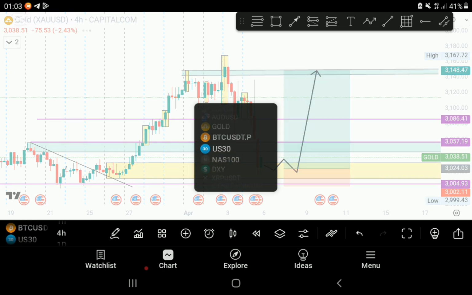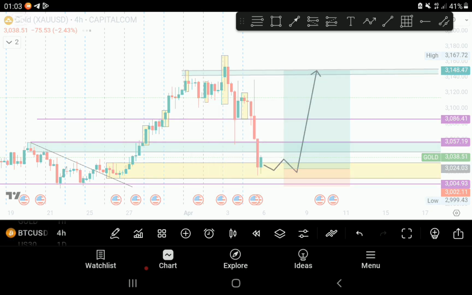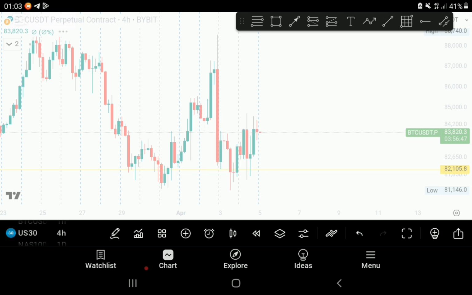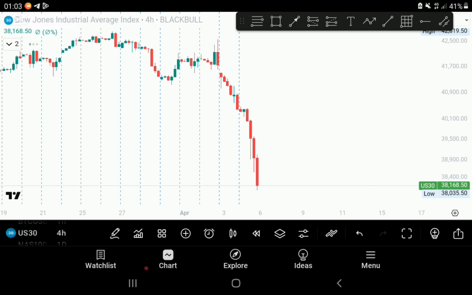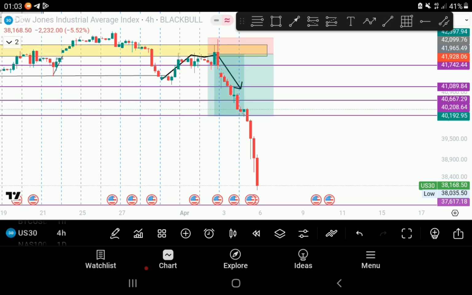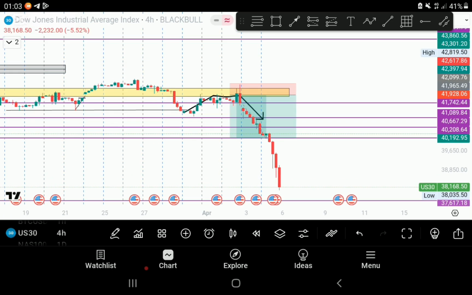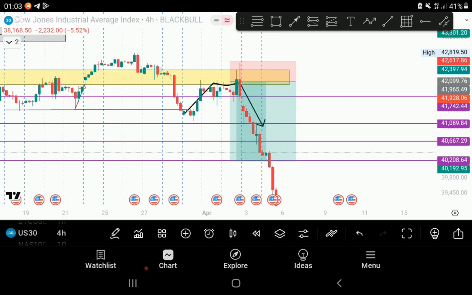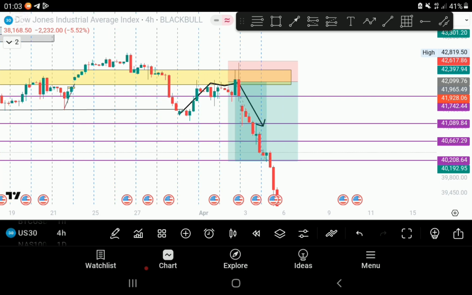Let's see what we have for our US30. On the H4 time frame, you can see the market sold. This was the setup we did last week; you can check my previous video. We said the market is going to sell up to this zone. As you can see, the market sold and gave us a nice tip.